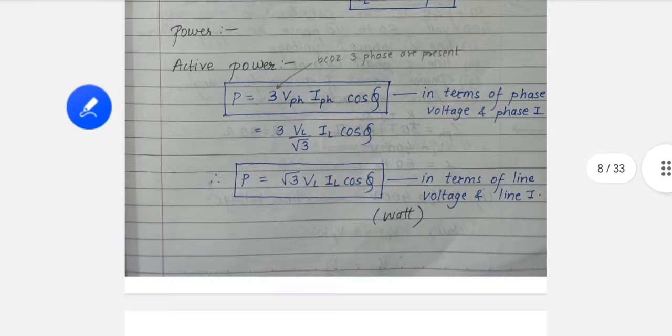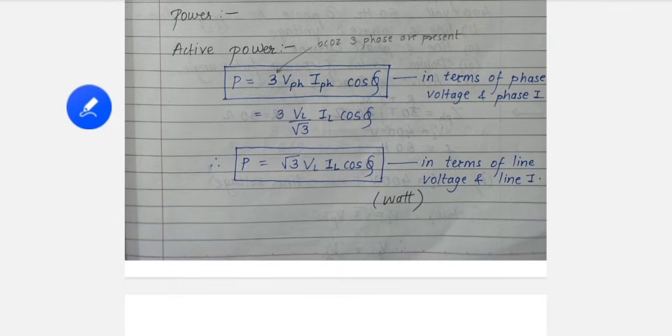Now the last part of the derivation is your power. You have to write about the power. As we all know, we have to mention it in active, reactive and apparent power. Okay, we all know what the active power is in the general case. We have seen in the last unit, P is equal to VI cos theta.